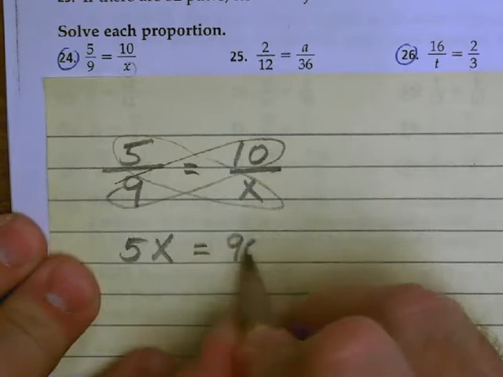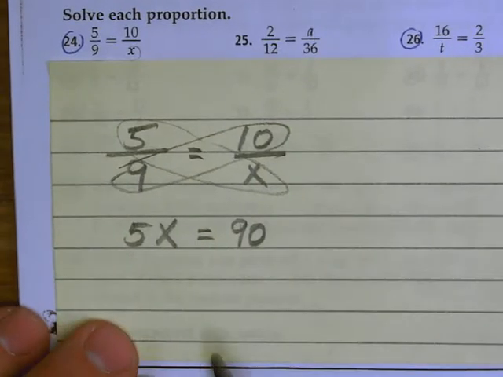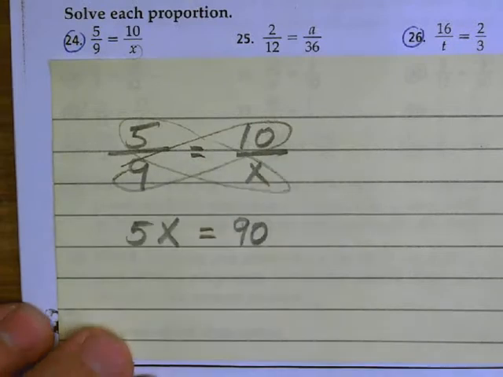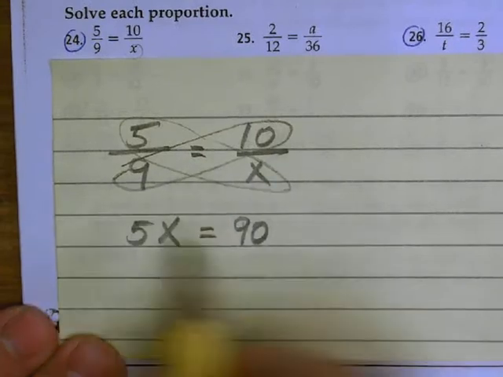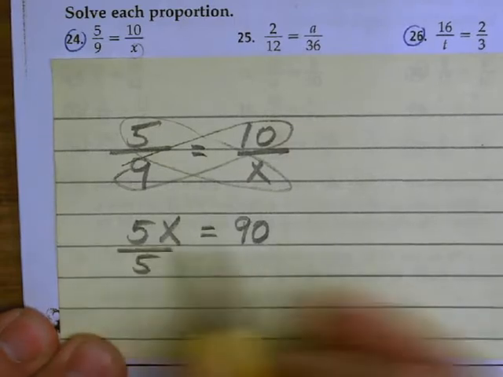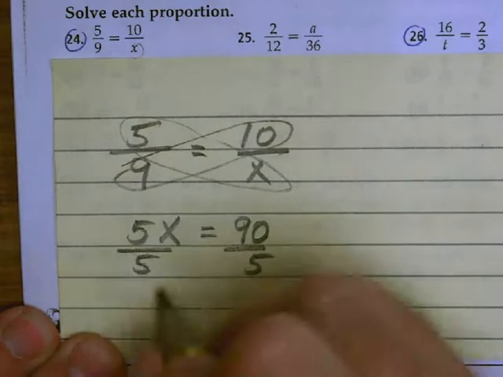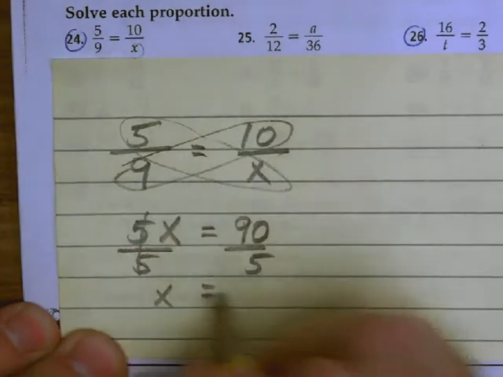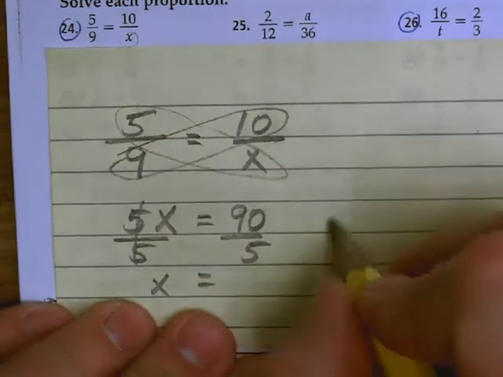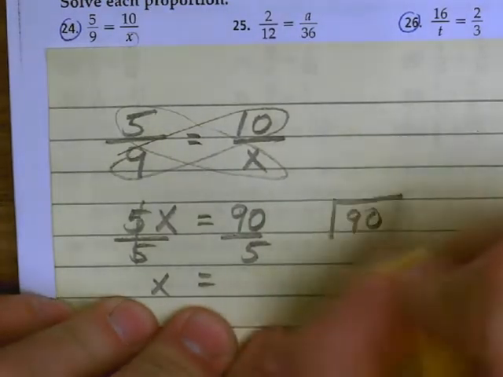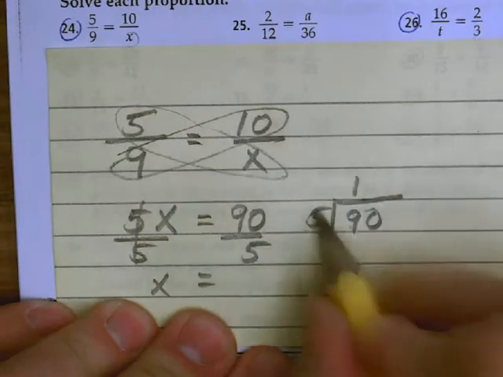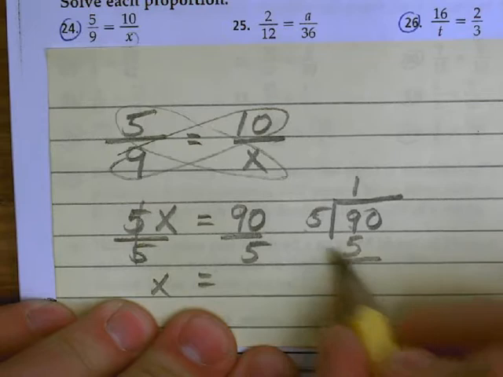What does x equal? So far we've got 5x equals 90. This is an algebraic equation, and we have to get x by itself. So we divide by 5 each side, and we get x equals 90 divided by 5. Now if you don't know how to do it, multiply it. 90 divided by 5. How many times does 5 go into 9? Well, 1 time, so 1 times 5 is 5. When you subtract it, you get 4, and you bring down your 0.